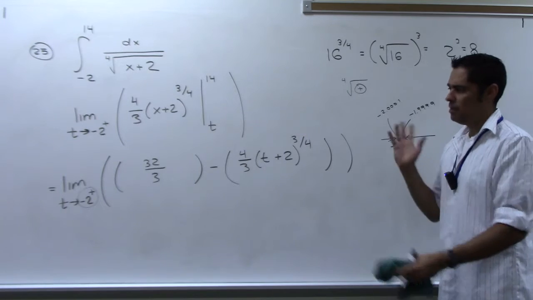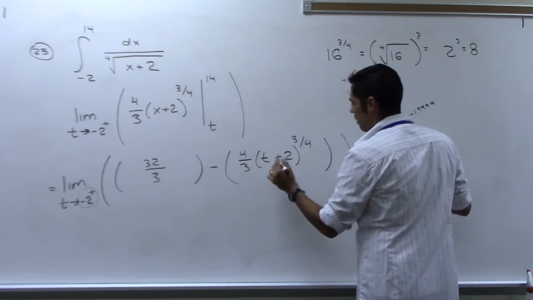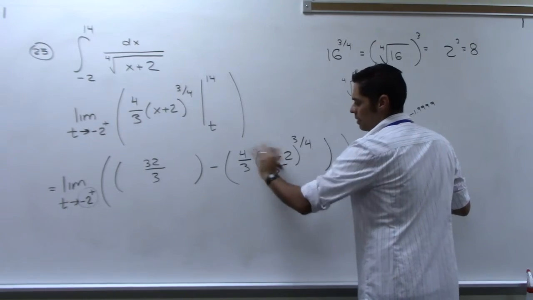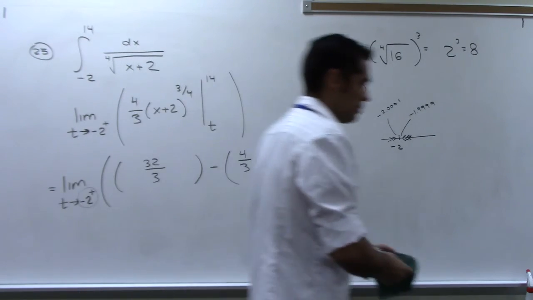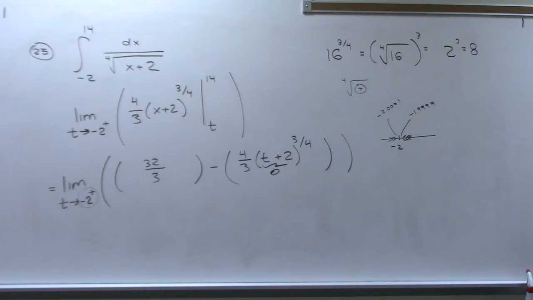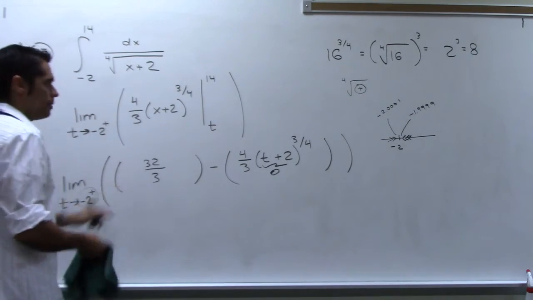So that's why the one-sided limit is important. But because I don't have to worry about it, this is going to be 0, kills everything off. So the only thing left is 32 over 3. The answer is 32 over 3.